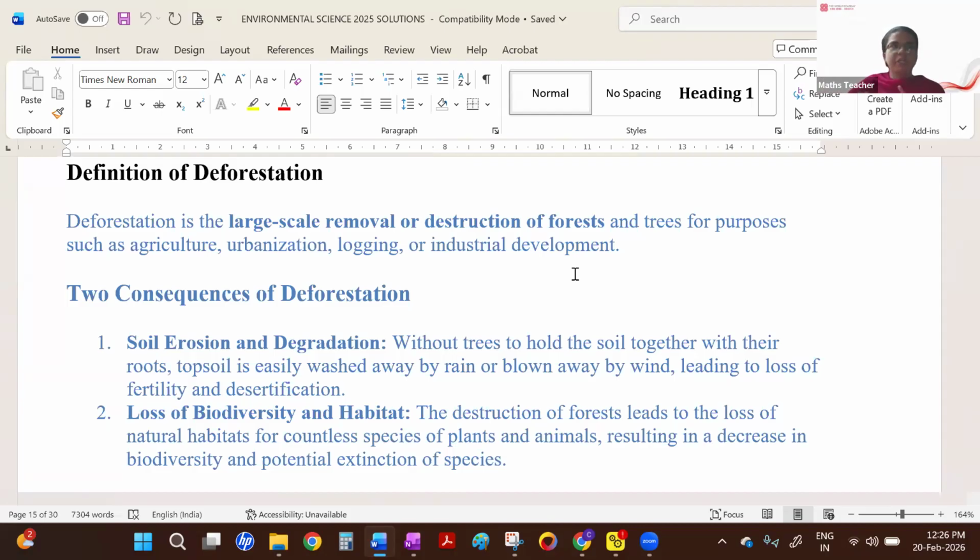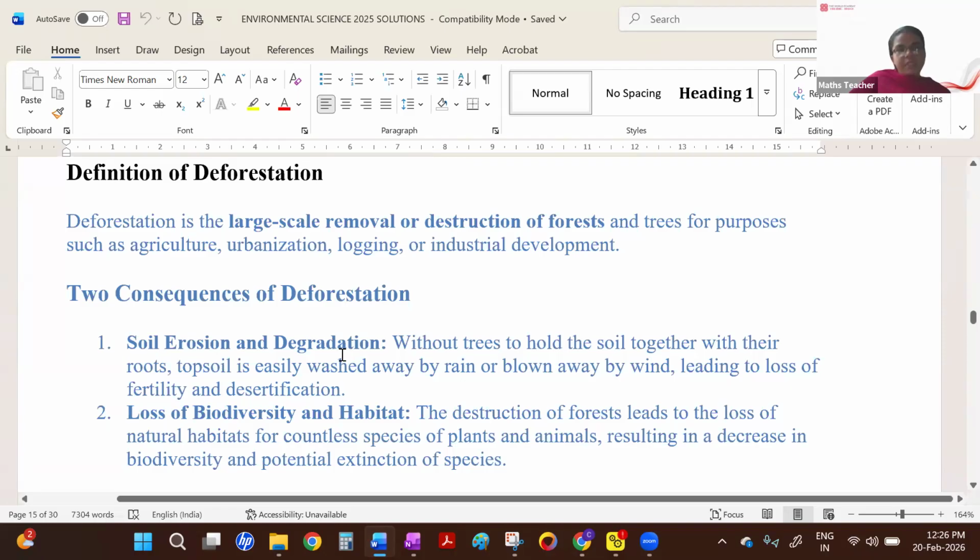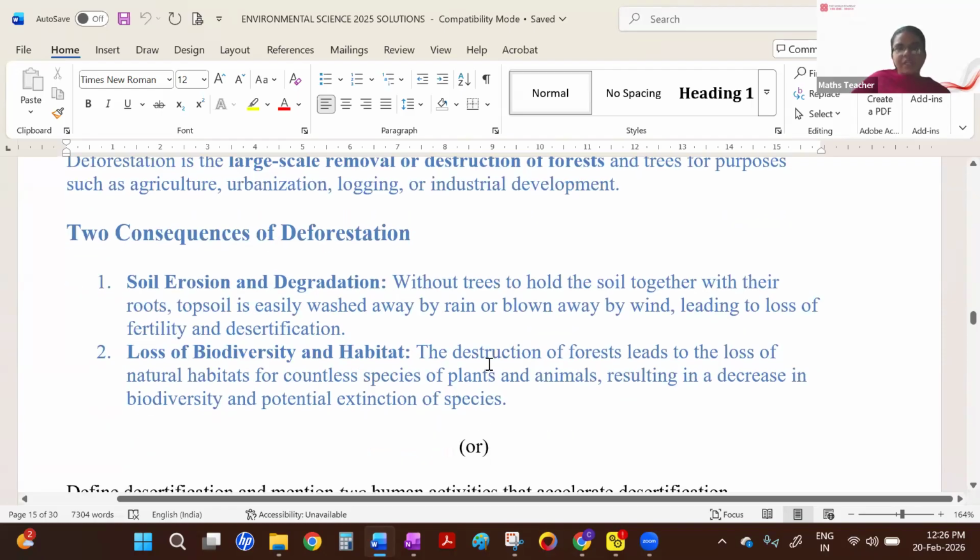For making furniture, and for houses, for making doors and windows. There are so many purposes for which we use wood. So large scale logging, cutting these trees, is also another factor. And industries, some industries will also be set up. So these are the reasons. And what are the consequences? Soil erosion and degradation.